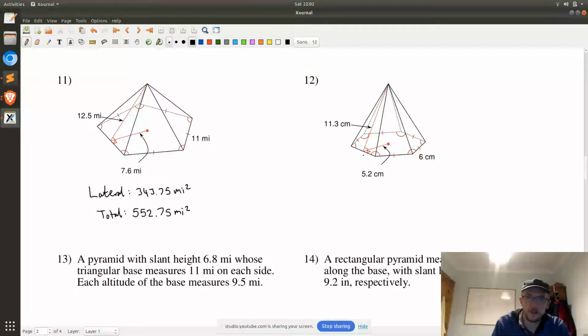All right, so 11.3, multiply that by 6, so we get 67.8. Then that has to be divided by 2, so 33.9. Then it has to be multiplied by 6. 203.4.